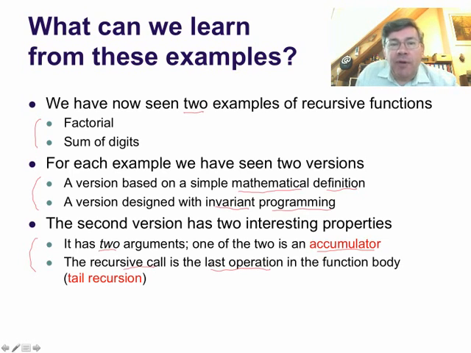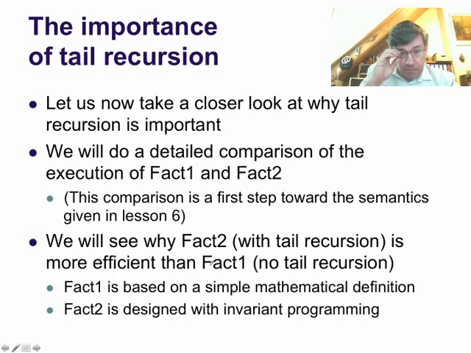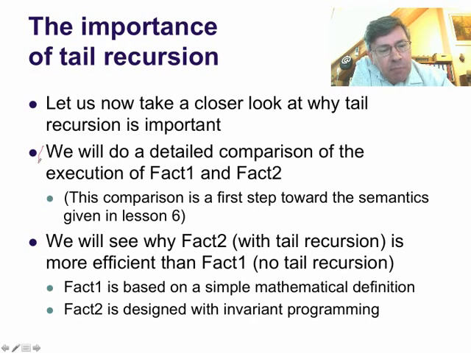So what can we learn from this? Well, let's take a closer look at tail recursion. Let's do a detailed comparison of fact1 and fact2, the two versions of factorial. This comparison is a first step toward the formal semantics that we're going to see in lesson 6. So we will see why fact2, the version with tail recursion, is more efficient than fact1, the version with no tail recursion.